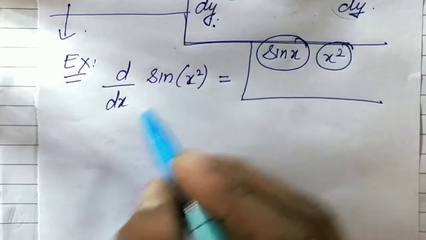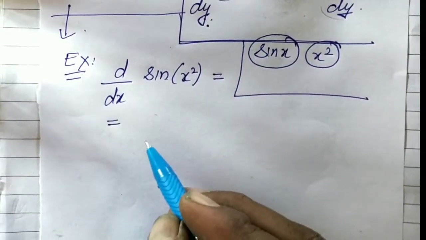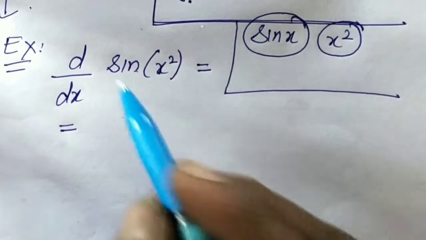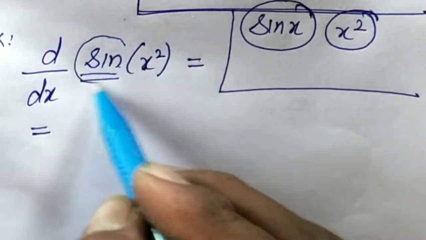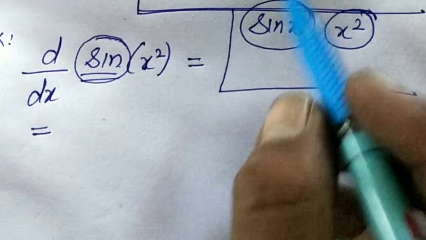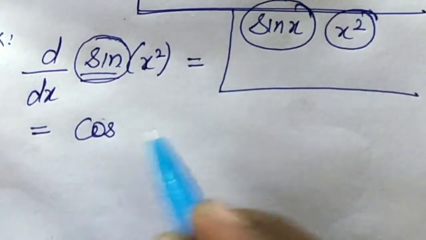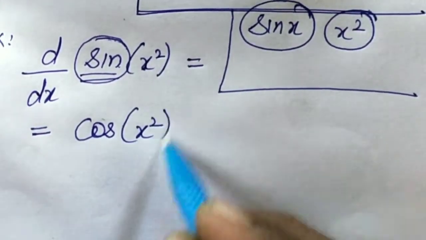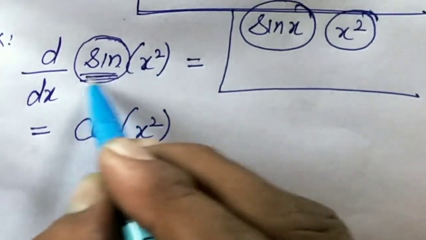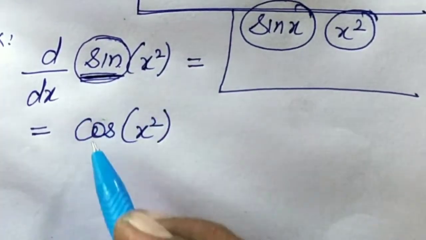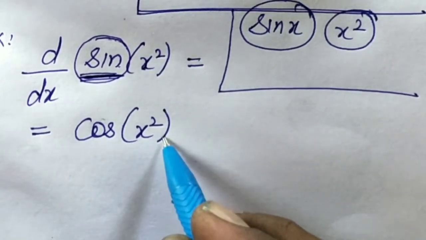Now how will I differentiate it? Okay, what will be the method? The method says first choose the first function, sine. Now differentiation of sine is cos, so differentiate it directly. Whatever is inside the function, don't consider it, just differentiate the first function.